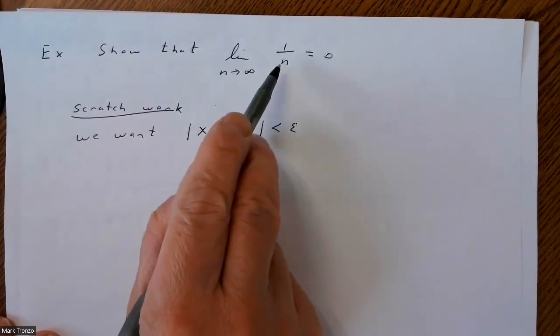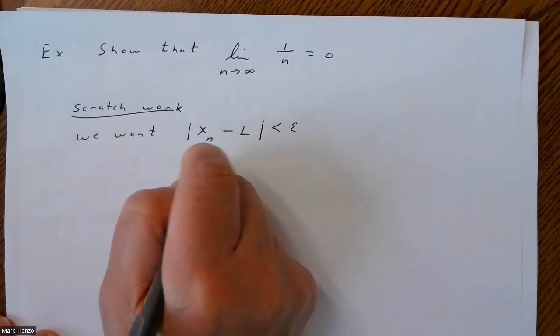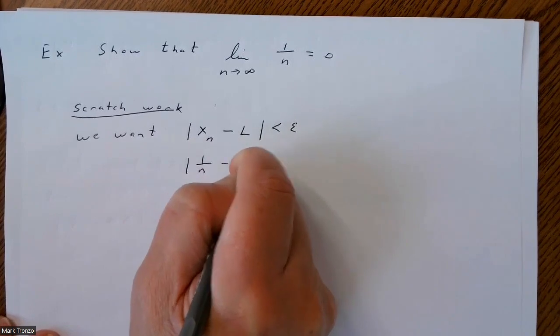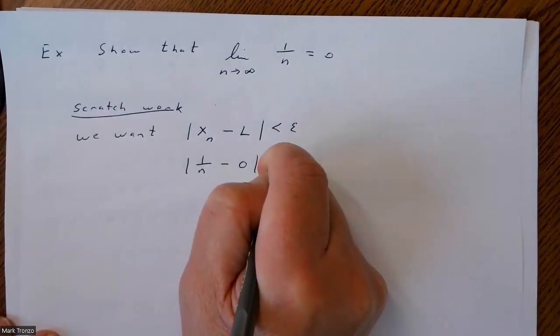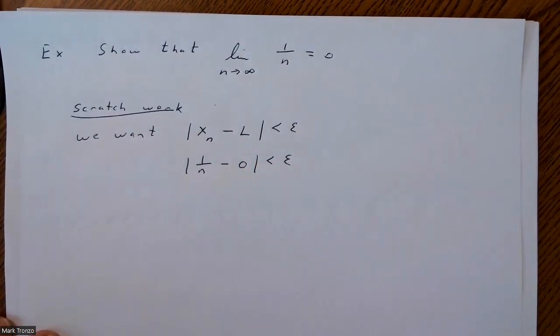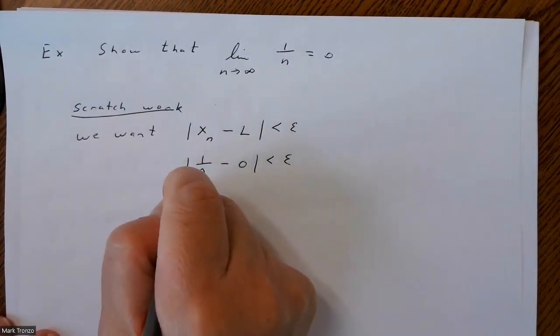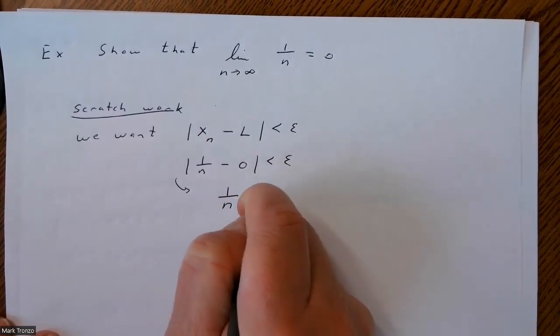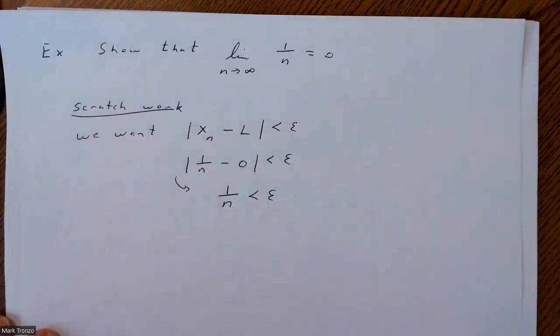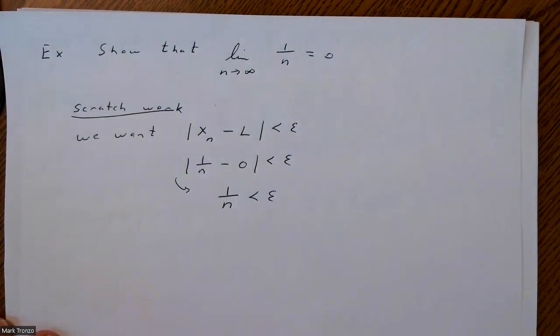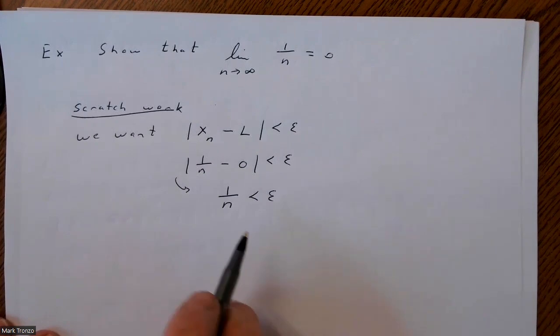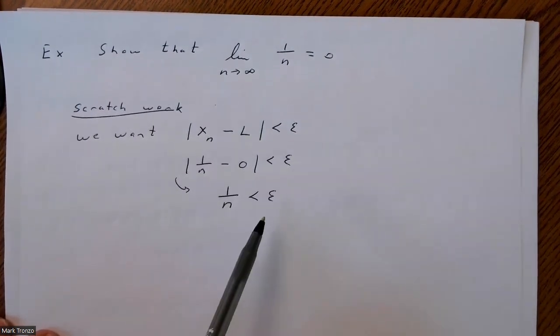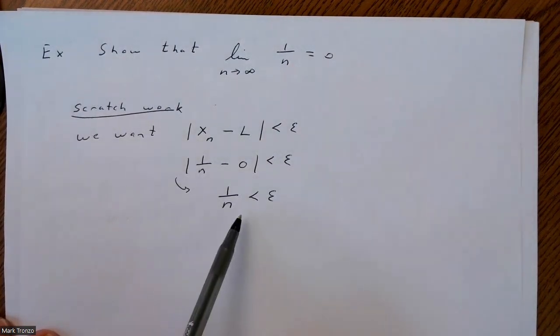So in our case, our sequence is represented by 1 over n, and we want the limit to be 0, or we want to prove that it's 0. And so let's work with this. Again, since it's positive, we can drop the absolute value signs. So we have something like this. So now we want to find our capital N. So we want to figure out what N is going to make this work.